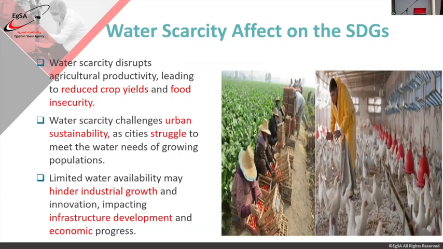What is the effect of water scarcity on the SDGs? Water scarcity affects agricultural productivity, which reduces crops and causes food insecurity. It also challenges urban sustainability, because cities struggle to meet the water needs of growing populations. It also affects industrial growth and consequently infrastructure and the economic development of countries.